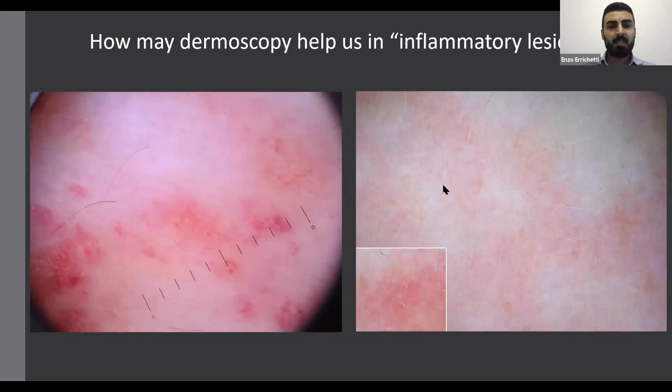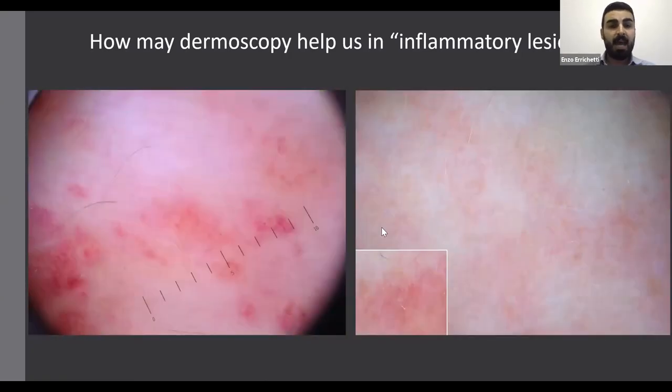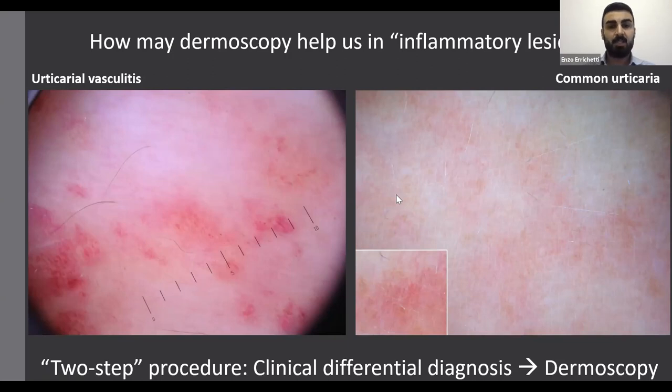If we take a look at these two dermoscopic images, I think we cannot make any diagnosis, because on the left we have just some purpuric spots, and on the right just non-specific vessels. But if we put these two images into the right clinical context, where the clinical differential diagnosis is between urticarial vasculitis and common urticaria, they become very informative and may let us make the correct diagnosis. Indeed, on the left we have urticarial vasculitis with its purpuric spots, and on the right a common urticaria without any purpuric spot. This underlines that in inflammoscopy we have to follow a two-step procedure. First, we make a clinical differential diagnosis, and then we use dermoscopy to facilitate this differential diagnosis.